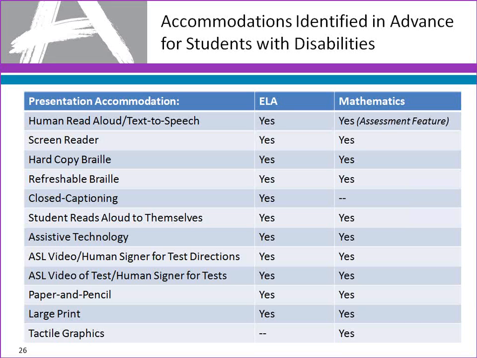Okay. Screen reader. Because we have text-to-speech, screen reader is generally used for kids who have visual impairments, because it reads all of the text for them. But that is available both in ELA and mathematics. If you need to use a screen reader for mathematics, that is an accommodation. So you need to determine if a student is using a screen reader for the mathematics assessment, or whether text-to-speech would work.